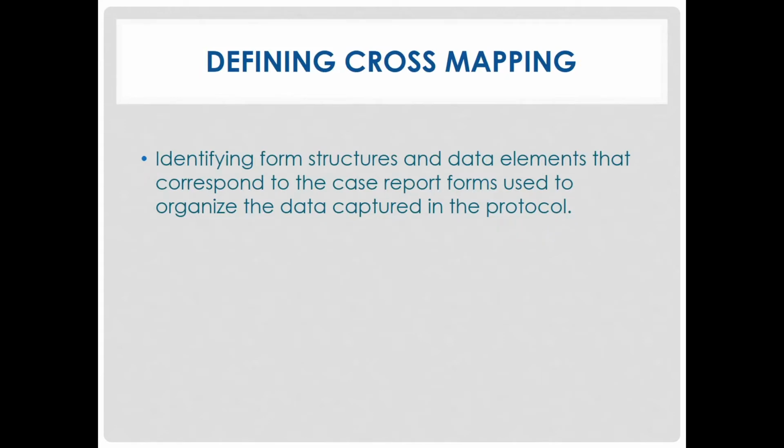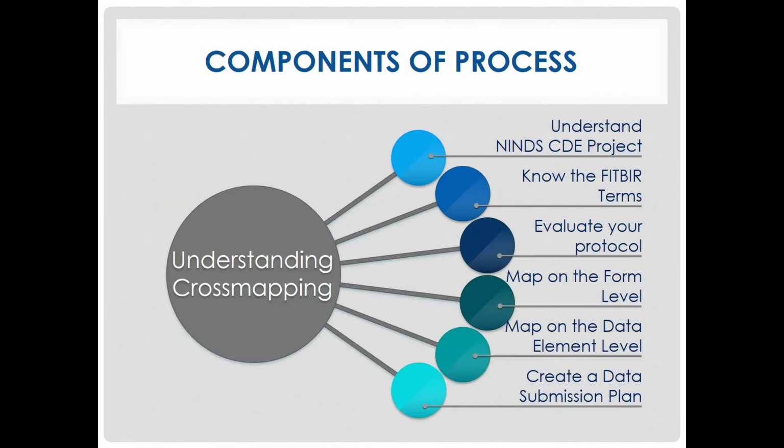Cross-mapping is the process of identifying form structures and data elements that correspond to the case report forms used to organize the data captured in the protocol. Here are components of the process: understanding the NINDS CDE project, knowing the FITBIR terms, evaluating your protocol, mapping on the form level, mapping on the data element level, and creating a data submission plan.